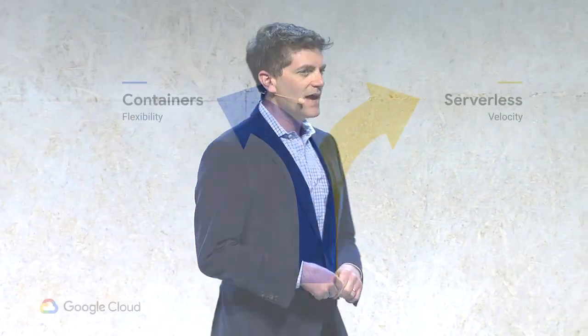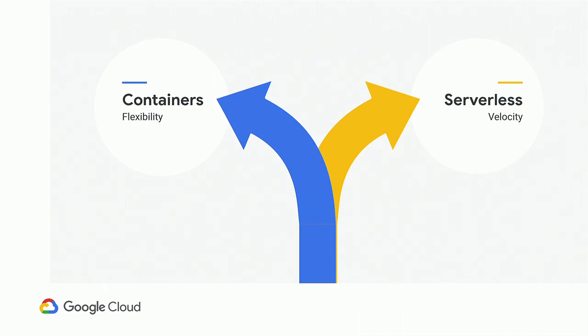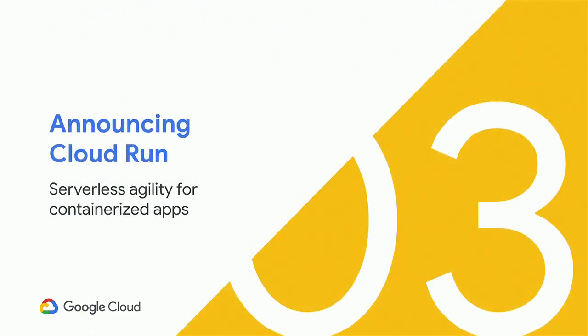that today we've made you take a choice, right? On the one hand, you can choose velocity. You can say, this is great, I'm going to buy into serverless. Or on the other hand, I'm going to have the flexibility I want with containers. And we think it's time to remove that choice, that that's a silly thing to do, and we as Google can do a lot better for you. And so we're super excited today to introduce a new product. Cloud Run is the best way to get serverless agility for containerized applications.